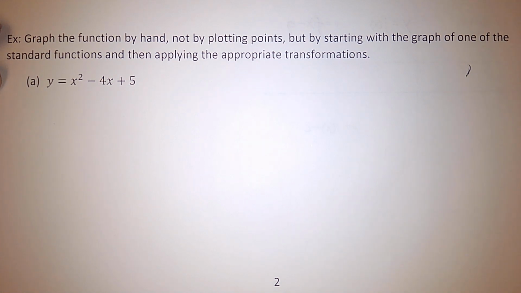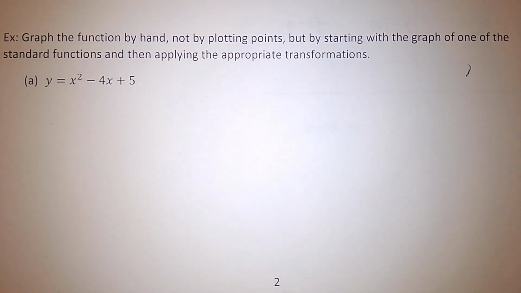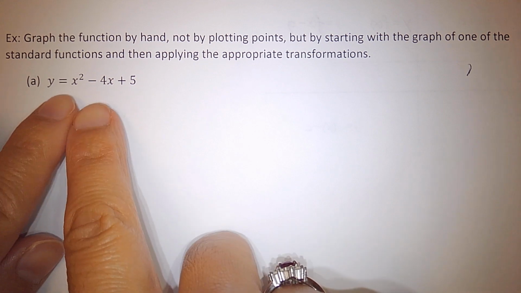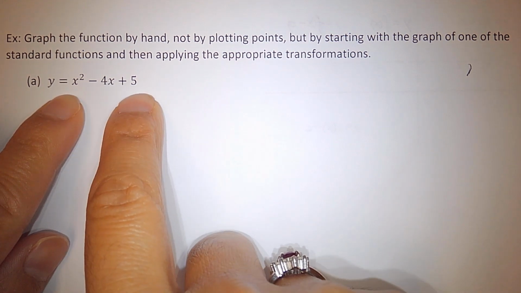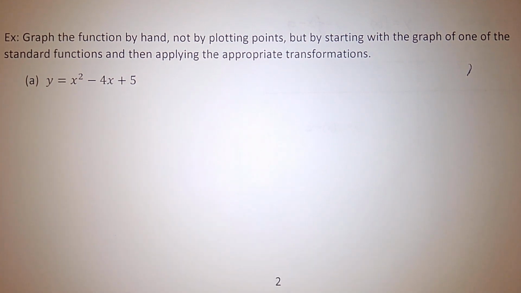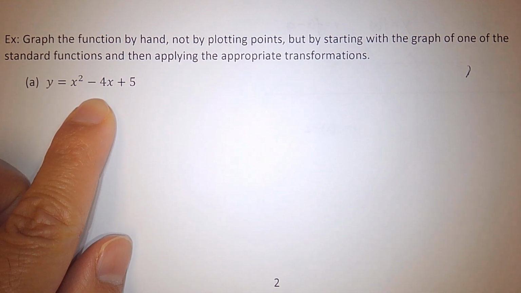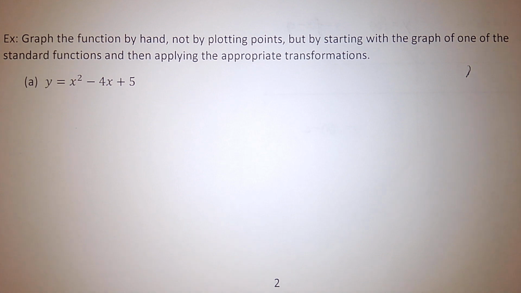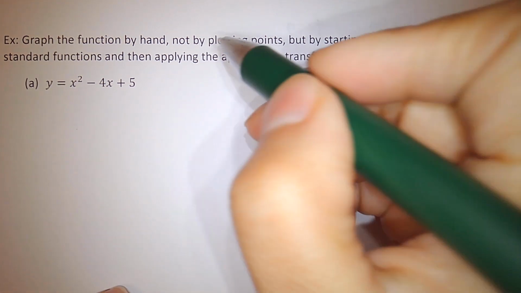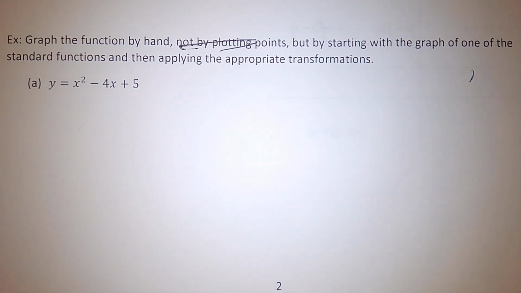Graph the function by hand, not by plotting points, but by starting with the graph of one of the standard functions and then applying the appropriate transformations. A, y equals x squared minus 4x plus 5. Very good, thanks. Graph this function by hand, not by plotting points. Plotting points is easy, right? You choose those x values, you compute the y values, you find key points in your graph. No, we're not going to use plotting points.